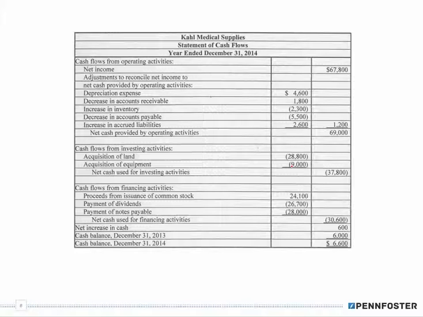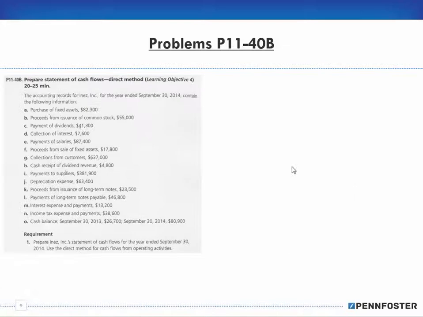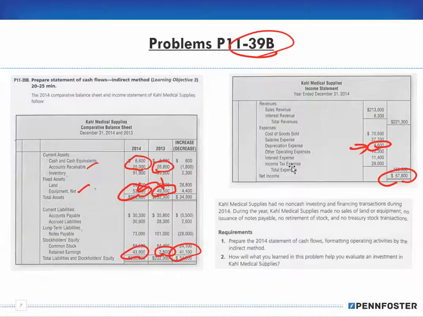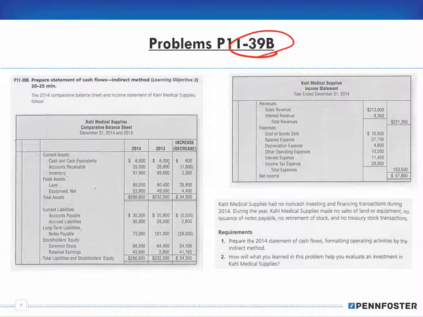All right. So then, it says here, how will what you learned in the problem help you evaluate investment in medical supplies? And the solution says, just looking at the balance sheet and the income statement does not give an accurate appraisal of the financial strength of a company. For example, the balance sheet reflects a modest increase of cash of only $600. So the increase in cash here is $600.